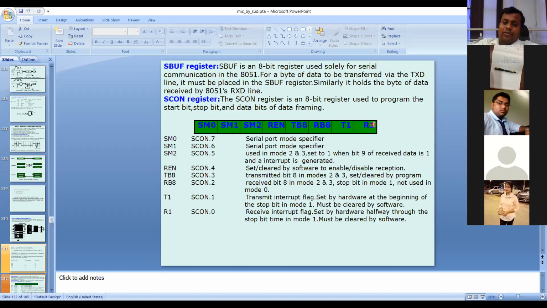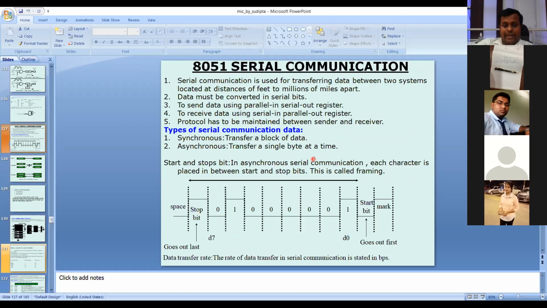First I am explaining the SM2. SM2 is actually used in mode 2 and 3, not used in mode 0 and 1. Whenever the 9-bit concept comes, how many bits are there in a data frame? Not 8? 8-bit data. Sometimes this data can be 9-bit also, right?